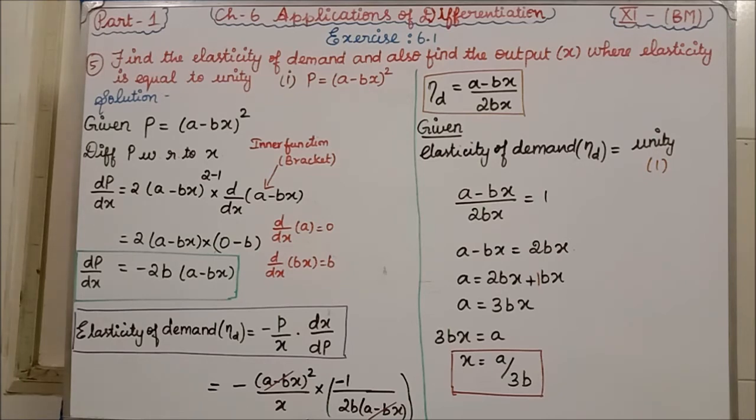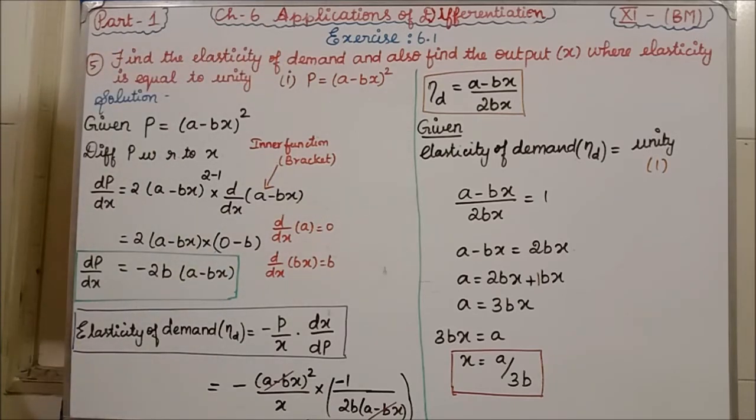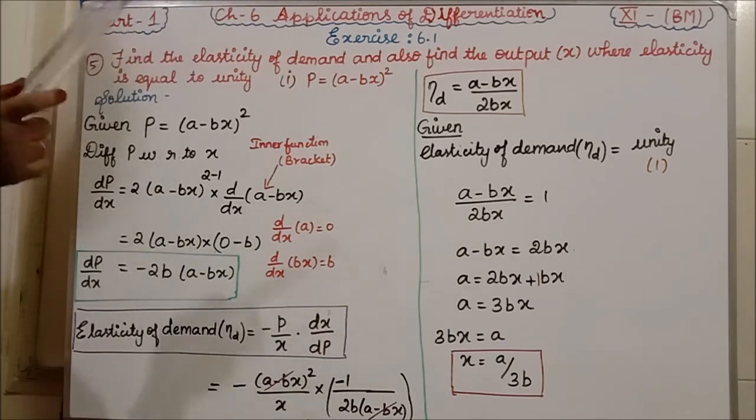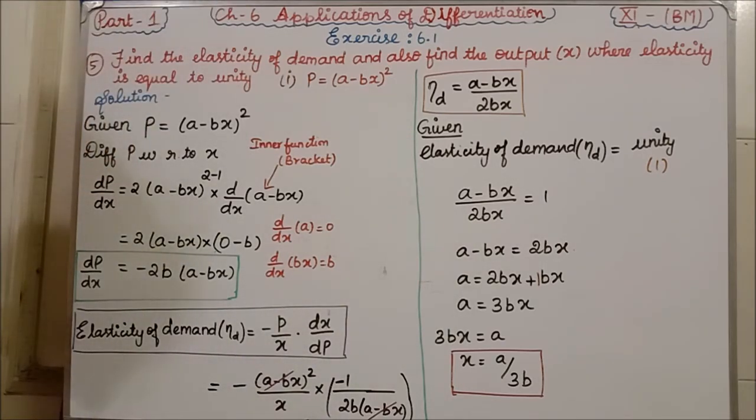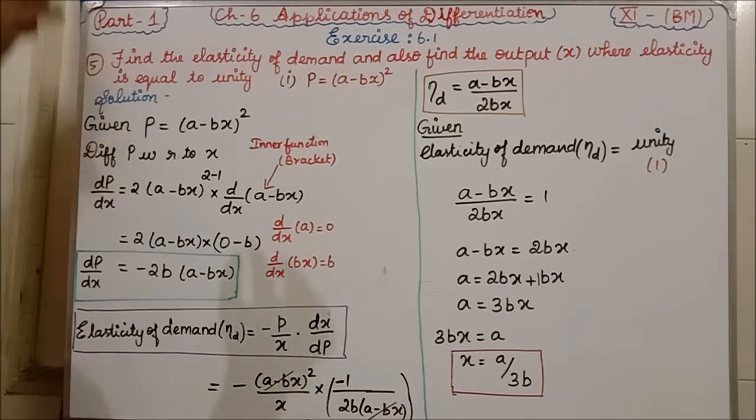Students, what the question is saying is we have to find the elasticity of demand. Also we have to find the output x value. How are we going to find it? They have given where elasticity of demand is equal to unity. So elasticity of unity means we have seen three concepts, isn't it? When it is greater than 1, it is elastic. When it is equal to 1, it is unit. Okay, unity we have done. When it is less than 1, it is inelastic.